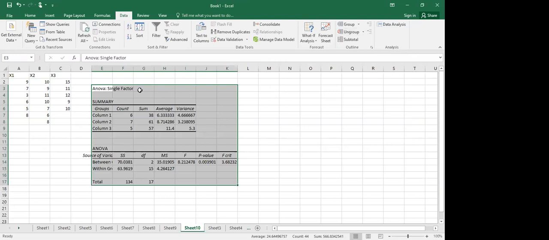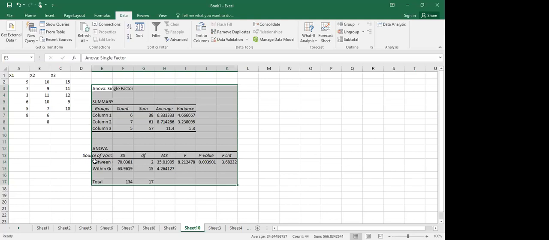So this table gives us several pieces of information. We have the mean from group 1, 6.33, the variance from group 1, 4.66, the mean for group 2, 8.71. So when you use ANOVA, you have a lot of information. If you had 10 groups and you wanted to find their means and variances, you can just use ANOVA and then pick those ones that you are interested in.